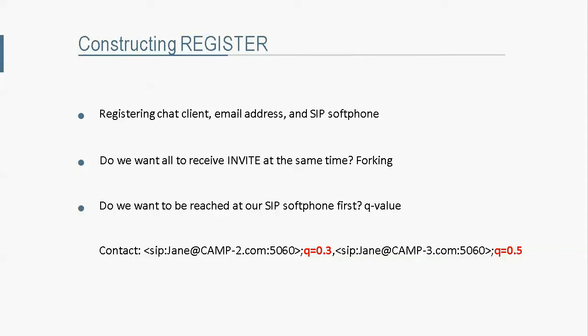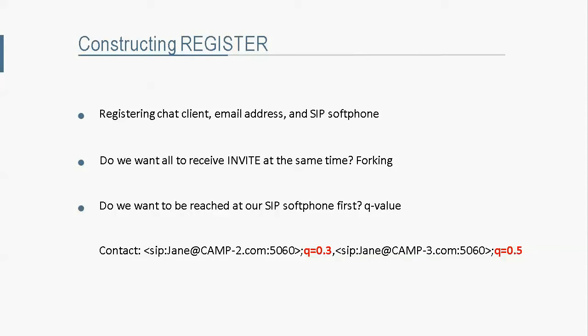If we are registering our chat client, email address and the SIP softphone, do we want them all to receive an invite at the same time if someone is trying to reach us? It is certainly possible, and it is called forking, which will be covered in the following tutorials. But what if we want to be reached at our SIP phone first, and if we are busy or unavailable, we want the invite request to be sent to our chat client address, and if it all fails, we want the invite request to be sent to our email address.